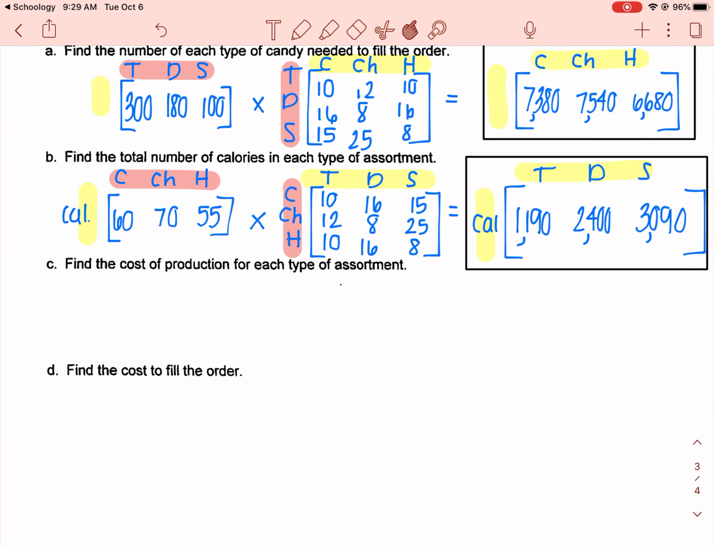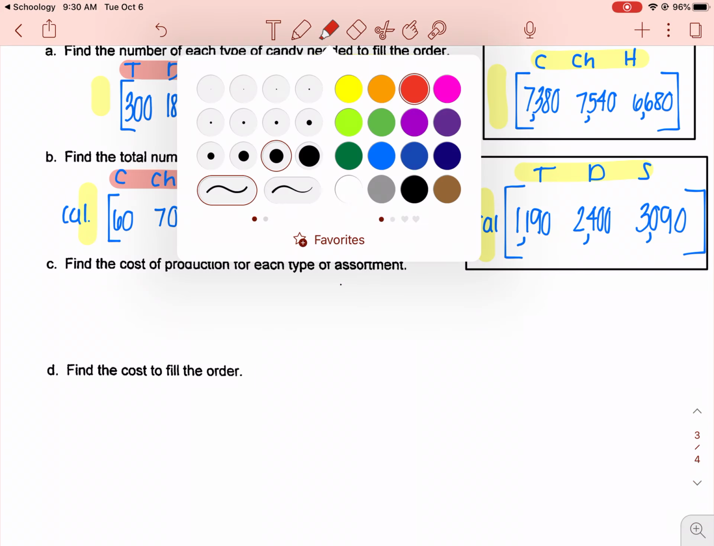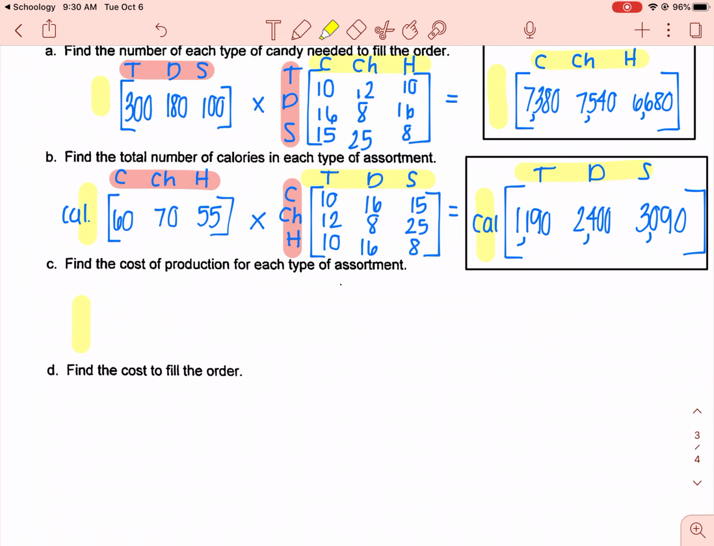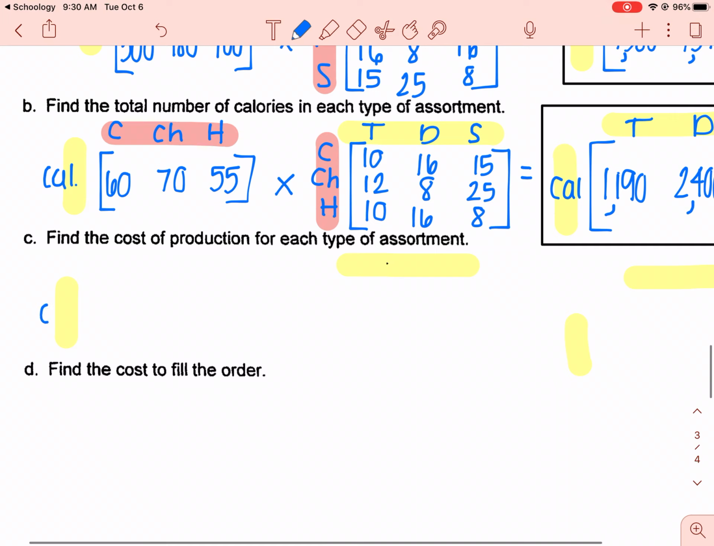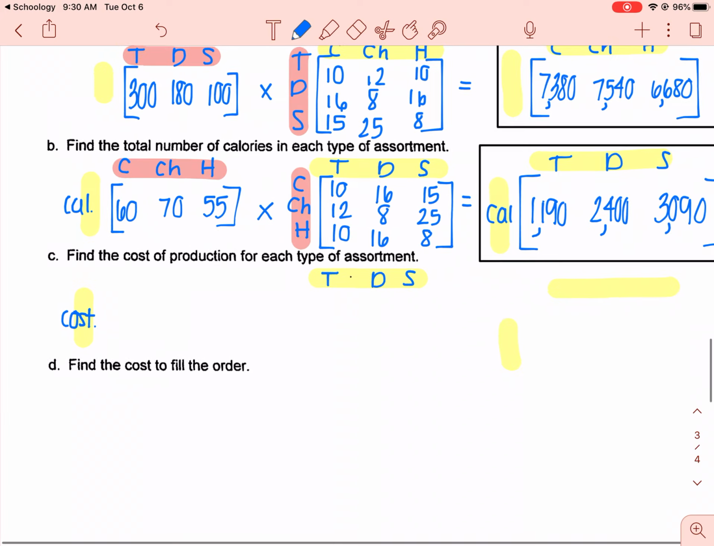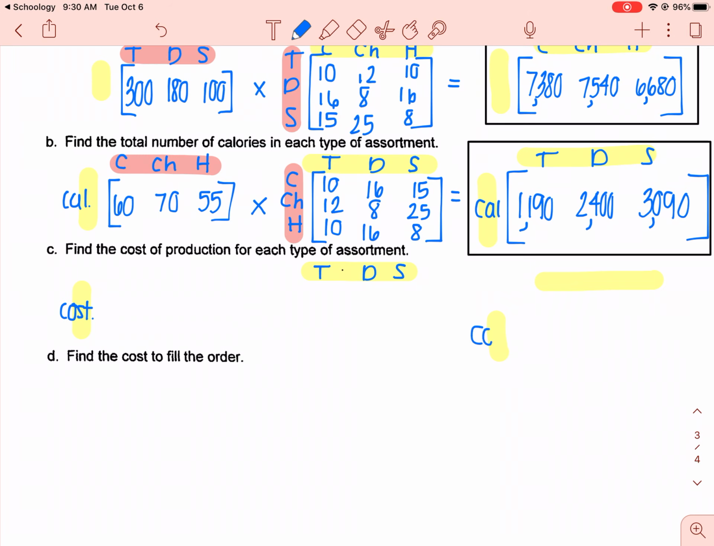Find the production cost for each type. So in the end, I want cost per type. So setting up, this will be price. You'll see the pattern, hopefully. You guys are catching on. This is going to be cost. If I could write. And this is going to be for your 3 types, because that's what I want in my final units.